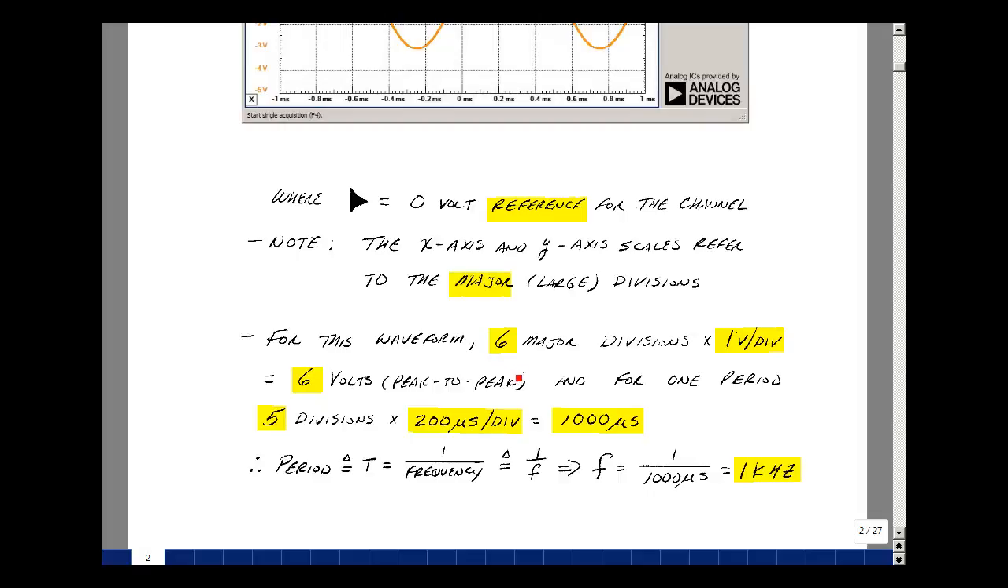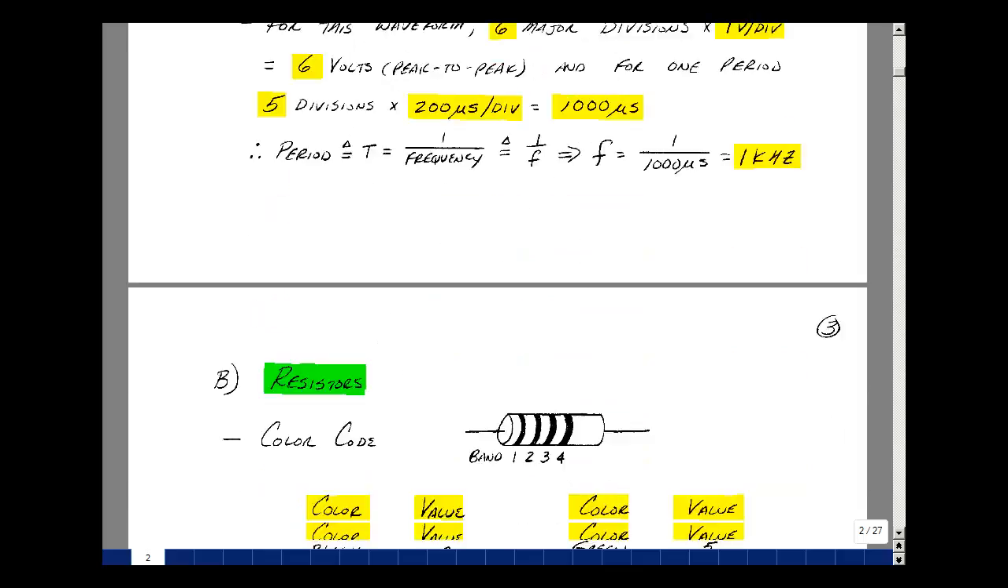6 major divisions with 1 volt per division gives us a 6 volt peak-to-peak sine wave, or 3 volts peak. 5 divisions with 200 microseconds per division, so that's 1,000 microseconds, and that would be a period, and so the reciprocal of that would be frequency, and that would be 1 kilohertz.